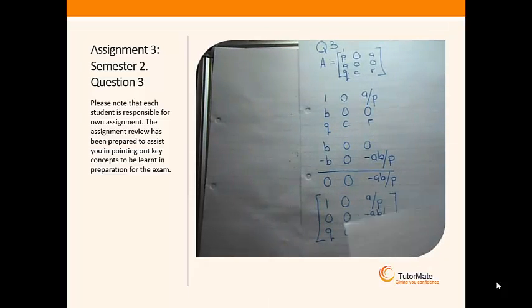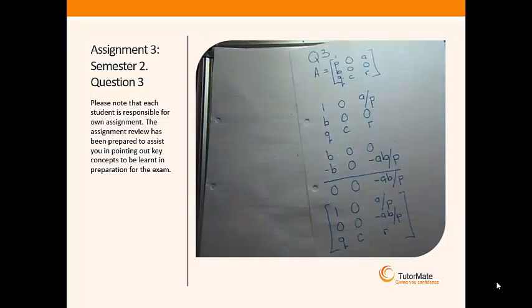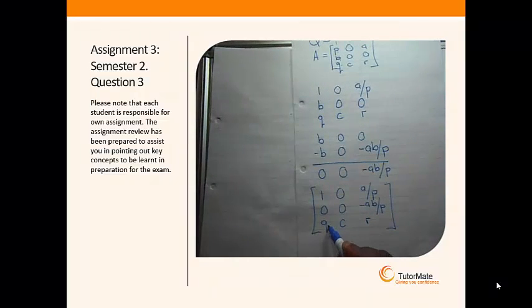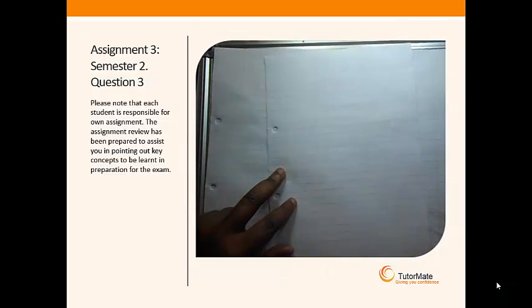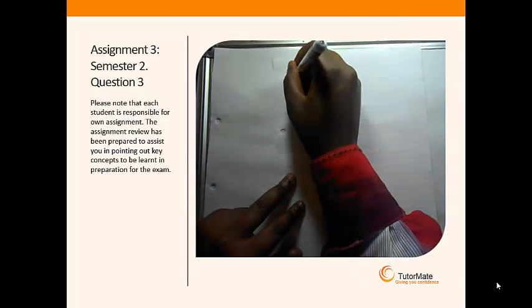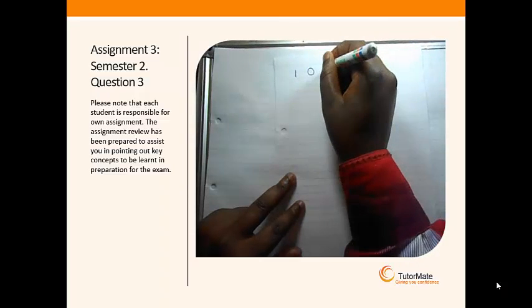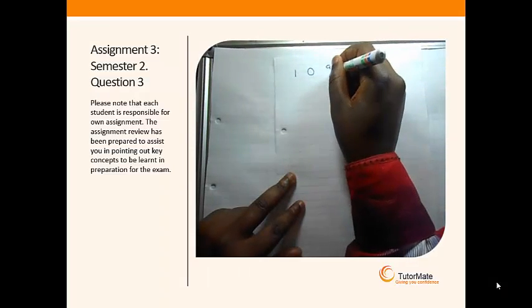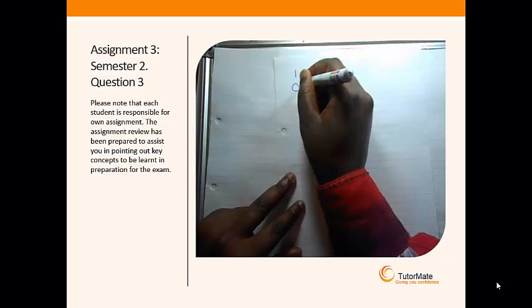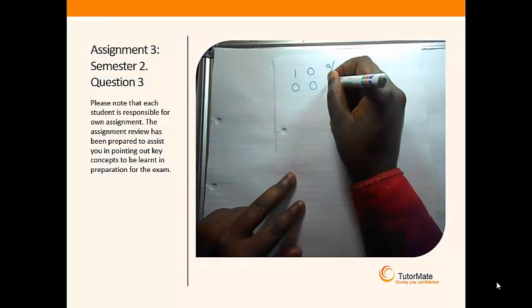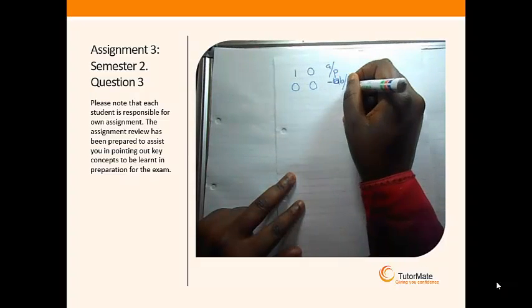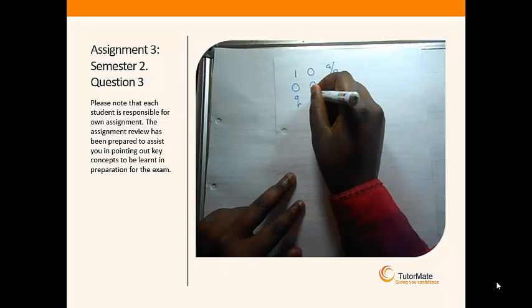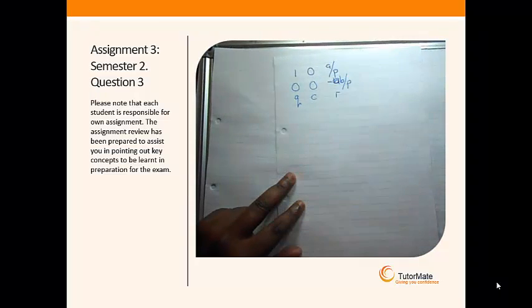But it's still not yet in the reduced row echelon form because you still have Q here. You're supposed to turn it into a 0. So how do you turn that Q into a 0? I will rewrite the matrix again: 1, 0, A over P. Then 0, 0, minus AB over P. Then Q, C, R.